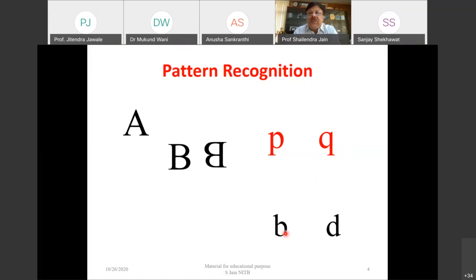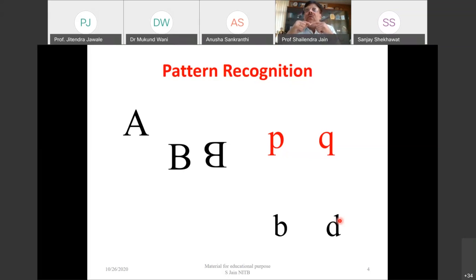Similarly, this is B and D, not the mirror image. But we might have seen a child while learning, you ask them to write P, they will write Q. You ask them to write B, they will write D. And the reason is the brain cells are not trained perfectly, and because of that, this mistake is being done. Many times you ask them to write M, they will write W.